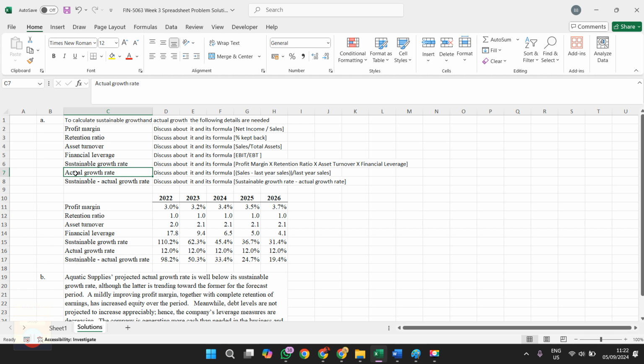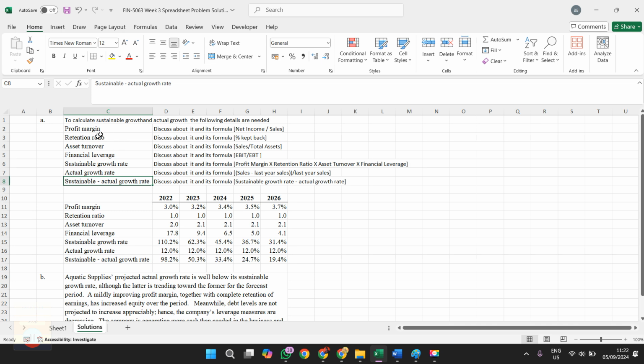It's a straightforward activity, but for the purpose of sustainable growth, you need to calculate these four values. And finally, we try to understand how the sustainable growth rate and the actual growth rate are different. Based on the values, we will be interpreting.